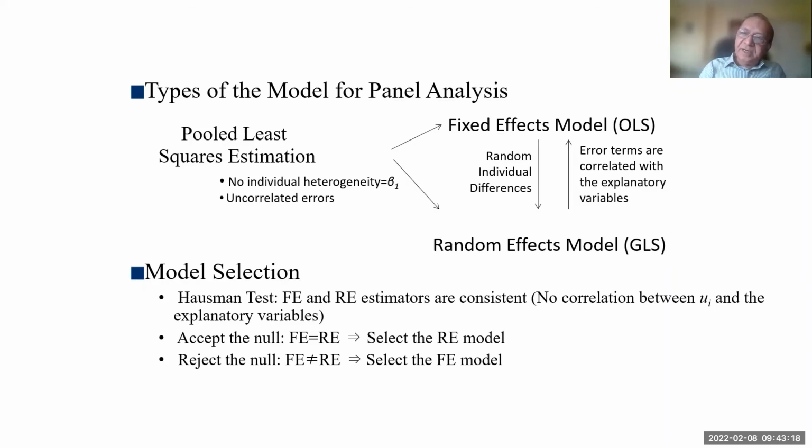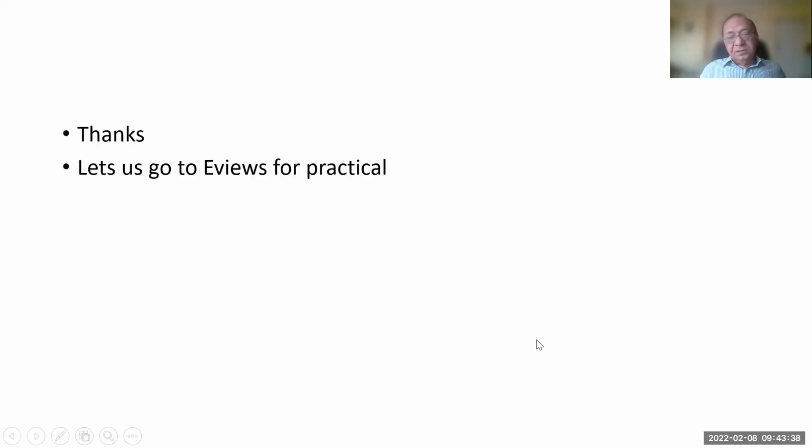First, we do the pooled regression, normal regression, and then we do it with the fixed effect. Then we do it with the random effect. The Hausman test is done on the random effect, and if the random effect is rejected, we use the fixed effect, and then the model comes up. Now let us go to EViews for the practical.